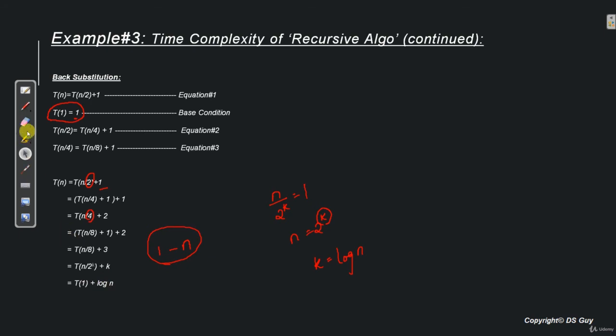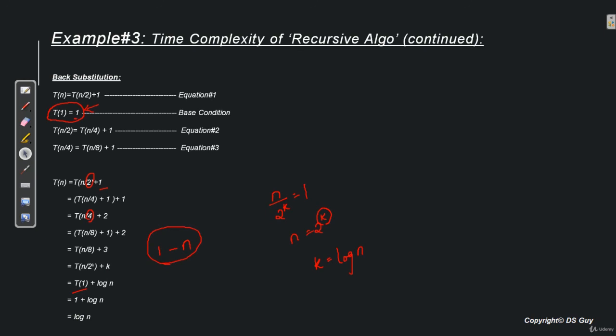Now we already know that the value of T(1) is 1. We know it from our base condition. So we replace the same value over here. So it becomes 1 plus log n. Now 1 plus log n becomes log n, because 1 is a constant and we can safely eliminate it. So this is how we find the time complexity of any recursive algorithm.